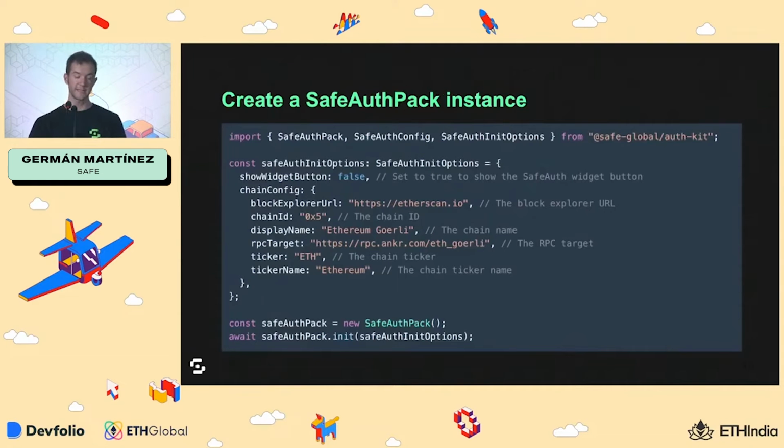Then to create an instance of the SafeAuth pack, if you go to the last two lines, you'll see that we are creating an instance of the SafeAuth pack, and then we are initializing it by calling the init method and passing some configuration, some options, which are this object here. If you see, for example, the chain config, you'll see inside some information about the network you are connected to, the name of the native token, the RPC URL, the blockchain, the block explorer, etc.